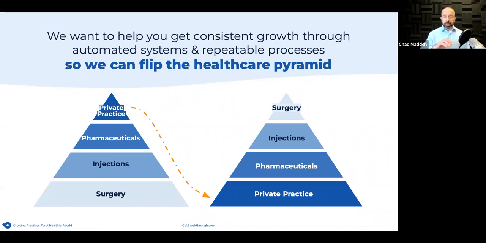And the goal of flipping the pyramid is that over on the right, we put private practice conservative care in its rightful spot. We have healthier people and lower healthcare costs across the board. And that's our mission here. How many of you does that resonate with? You can just type yes in the chat.